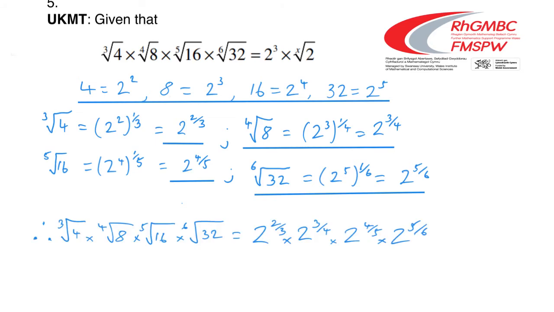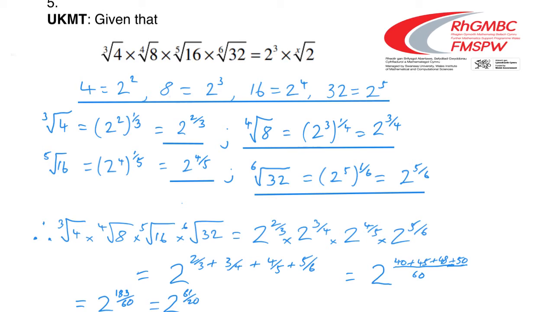5/6. Hence, the given product of the roots is as shown, which we can simplify using the addition law of powers to give us 2 to the power 61/20, which is 2 to the power 3 1/20, which using the laws of indices can be written as 2 to the power 3 multiplied by 2 to the power 1/20. And writing this in the root notation, which is given in the question, gives us that x must equal 20.